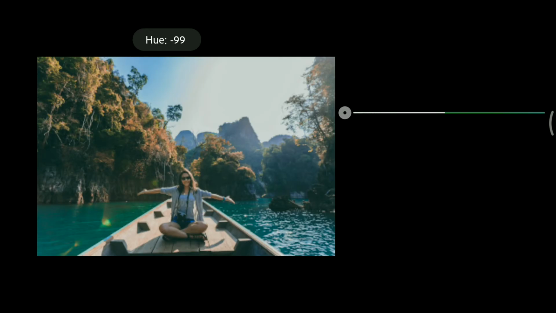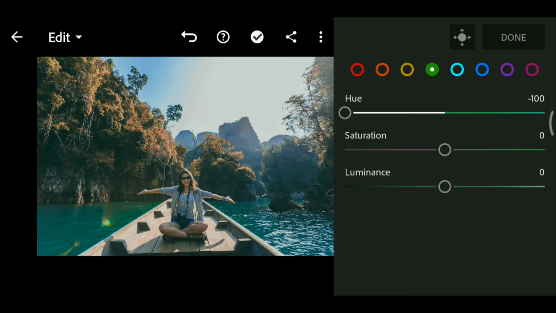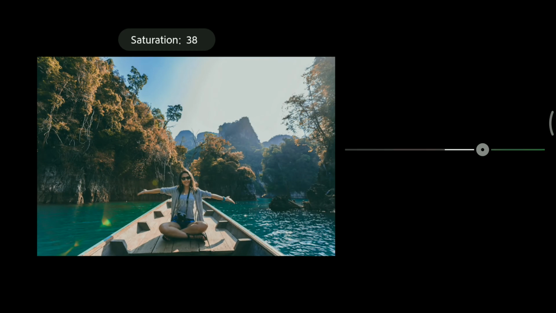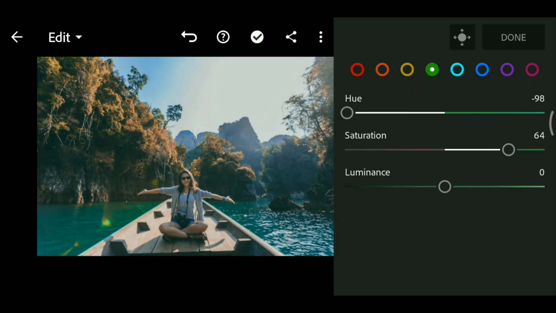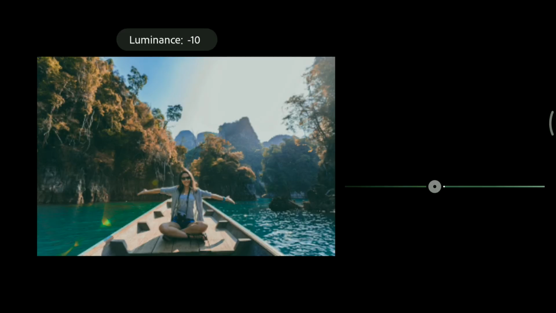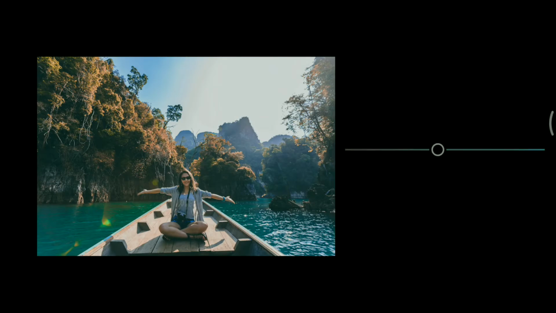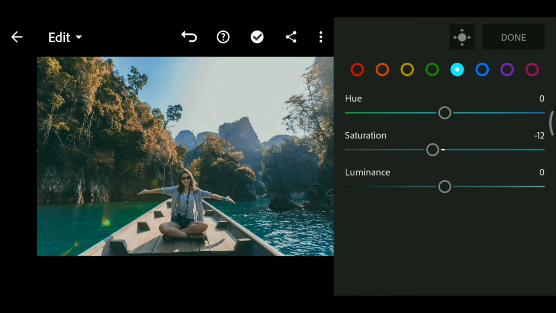Green, hue minus 99, saturation 64, luminance minus 3. Light blue, hue 0, saturation 12, luminance 39.